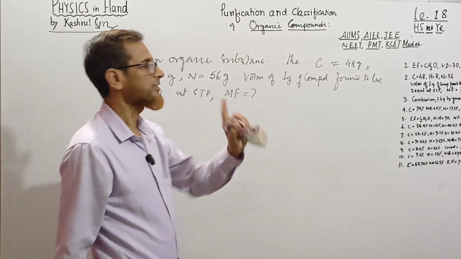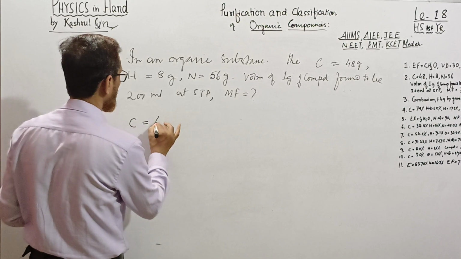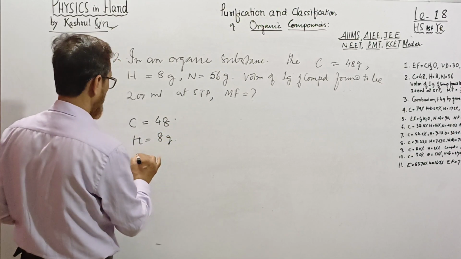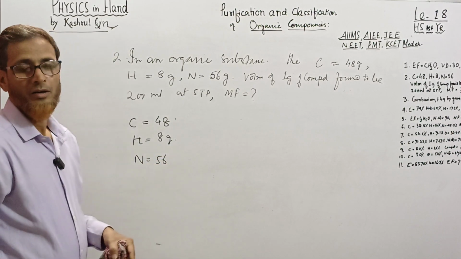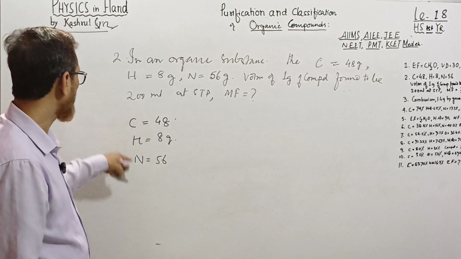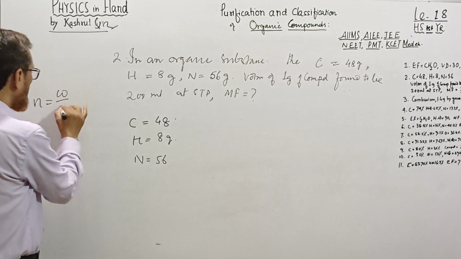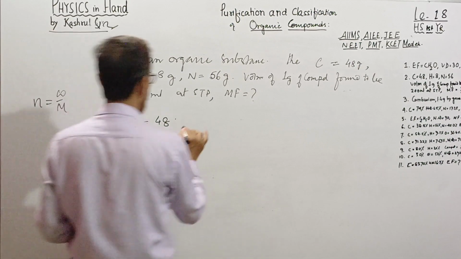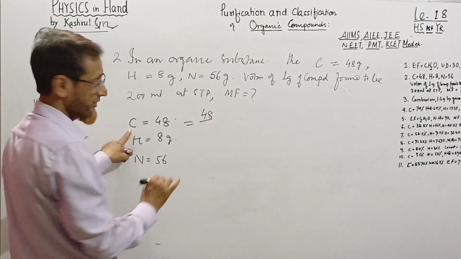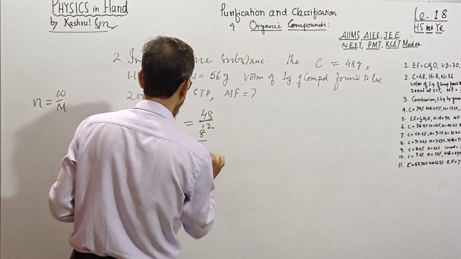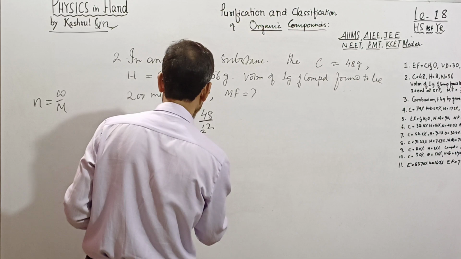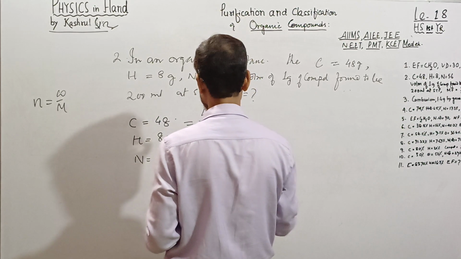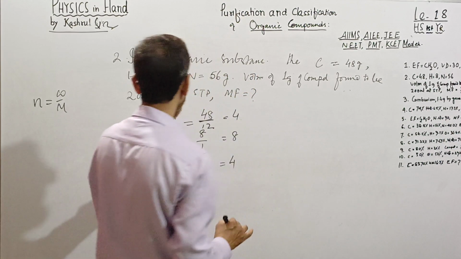Forget about the second part first. First you see carbon is equal to 48 gram, hydrogen is equal to 8 gram and nitrogen is equal to 56 gram. We will first calculate the moles of carbon, hydrogen and nitrogen. Number of moles is equal to weight given, the mass of that substance, divided by molar mass. So this is 48 divided by 12, this is 8 divided by 1, and this is 56 divided by 14. Let us calculate. The answer is this. Am I right?